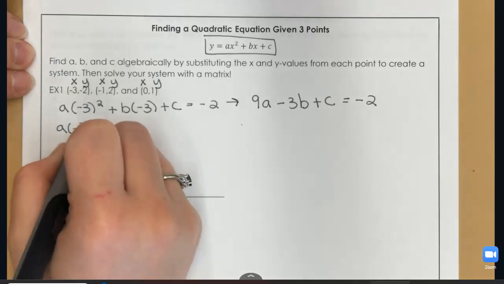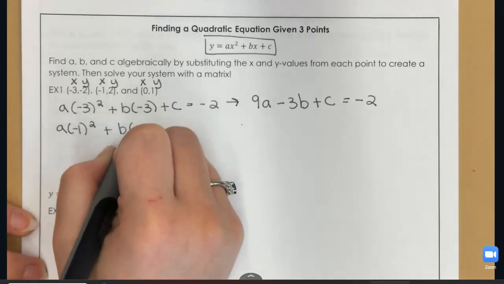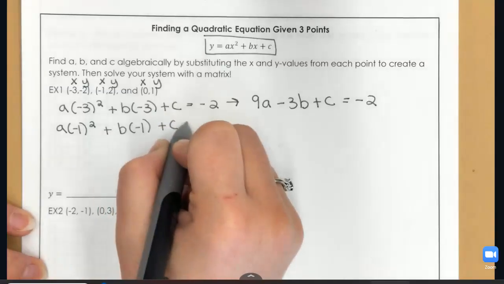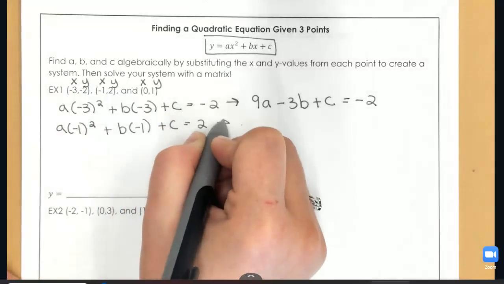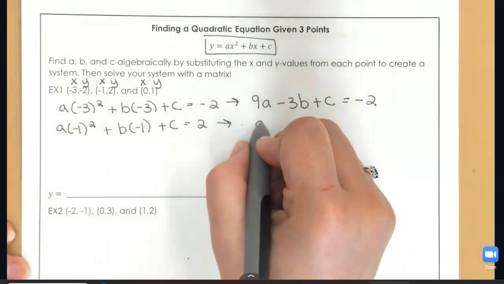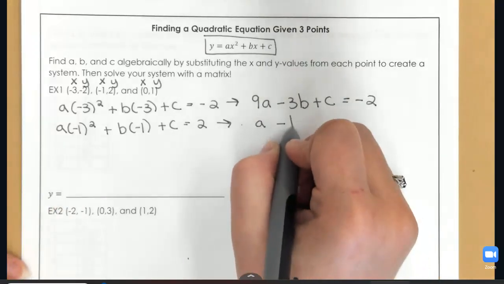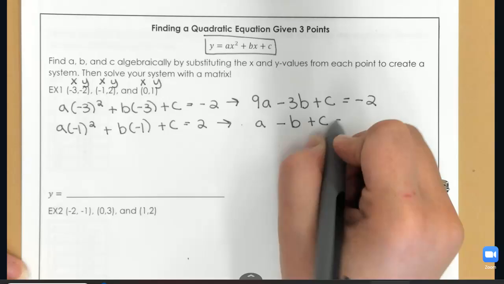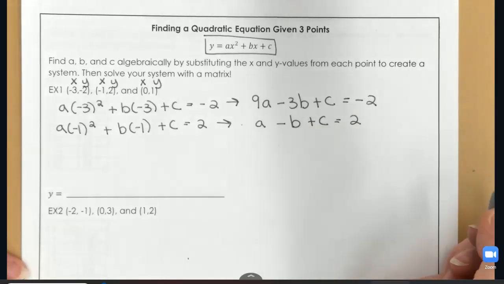A times -1 squared plus b times -1 plus c equals 2. Again, you plug in the x value twice. Well, -1 squared is 1, so this is just going to be a. -1 times b is going to be -b. C is still c, and that's now equal to +2.